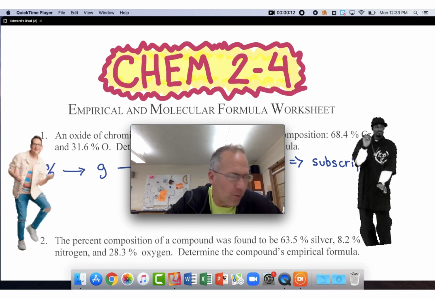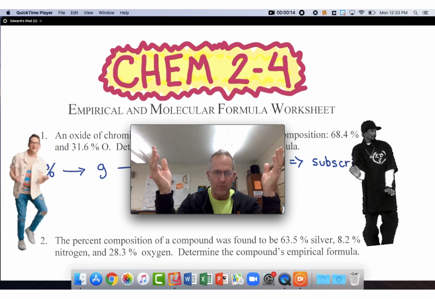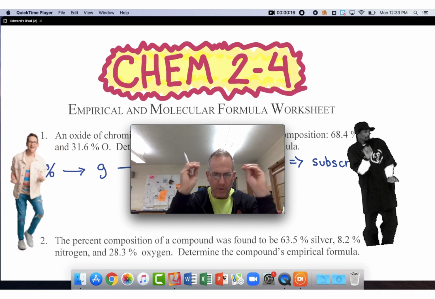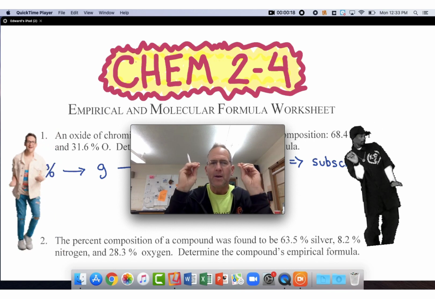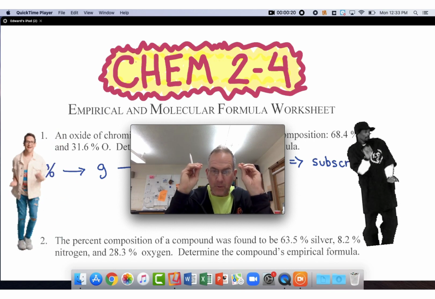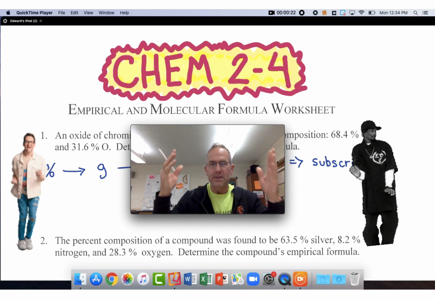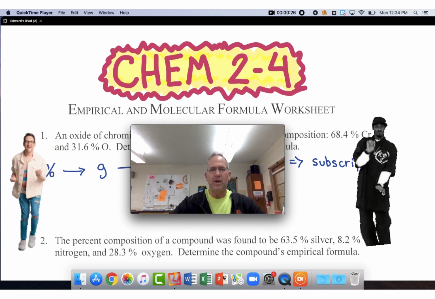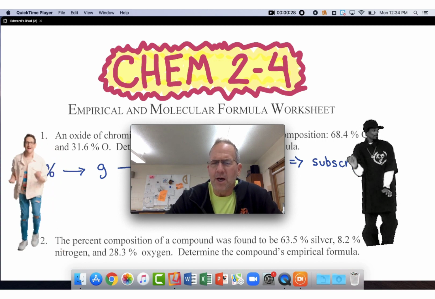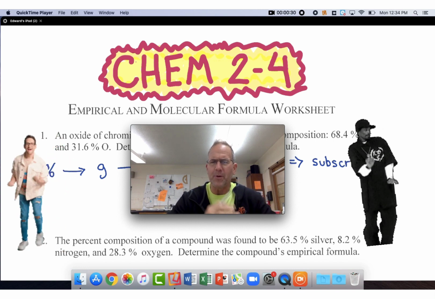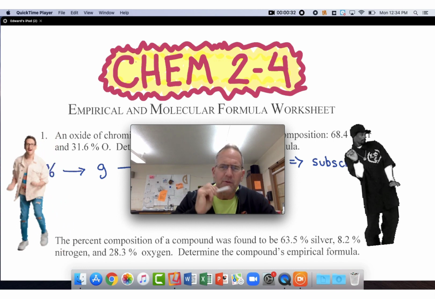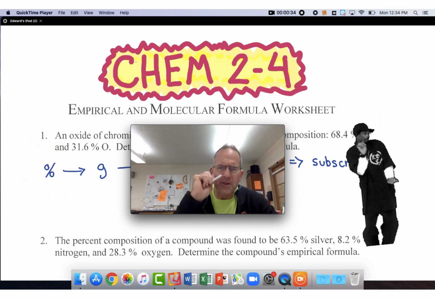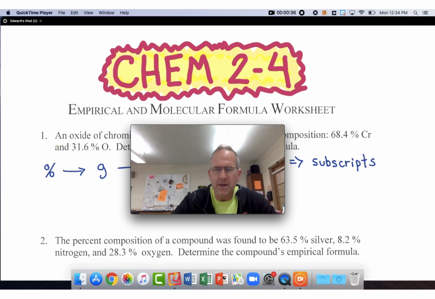Now, empirical formula, remember that was the reduced formula. And so it's reduced to its simplest form. Molecular formula is for the covalent bonds, and it does not reduce. And so this is a way that we figure out what the formulas are from the percent composition. So this is what we figure out from the percent compositions that we did yesterday.